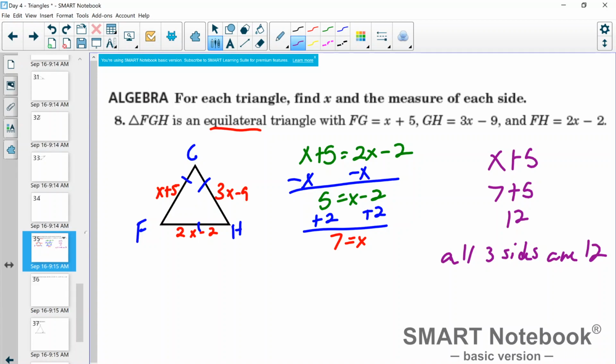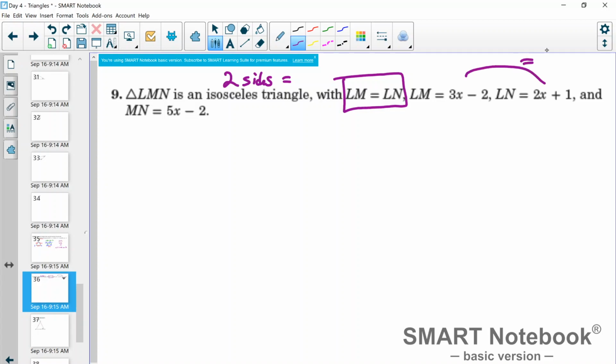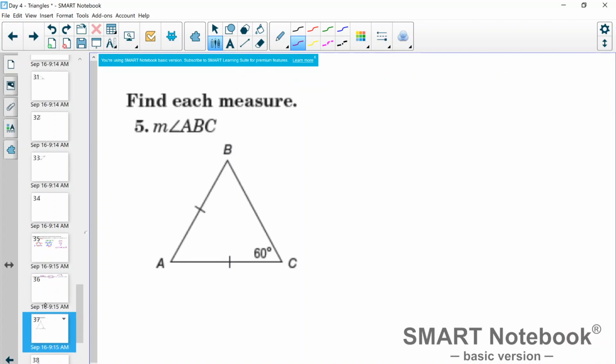And we can do that for any one of these problems. We can draw a picture for triangle LMN. This is an isosceles triangle, so that tells me 2 sides are the same. And these are the 2 sides. LM and LN are the same. So what you could do is set these equal to each other and solve for x. And we would go through, find each measure.